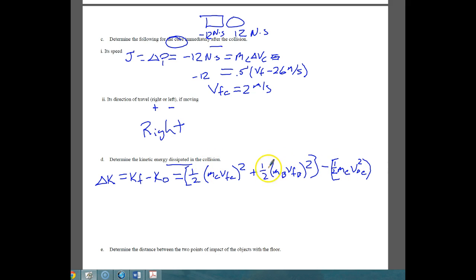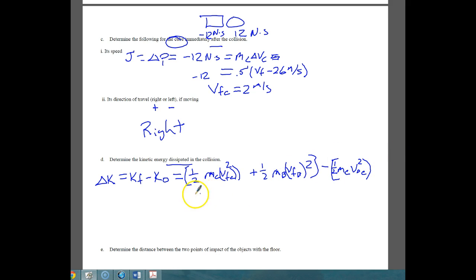Don't want to square that. I think I put too many parentheses around these others. So we'll go back and get rid of some of these parentheses, make this eraser a little smaller. We really just want to square the velocities, we don't want to square the masses. That's my fault. So we have the mass of the cube times the final velocity of that cube squared, and then the final velocity of the ball squared. So now we have everything in the right order.